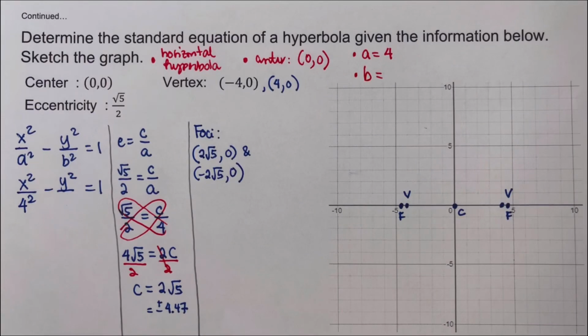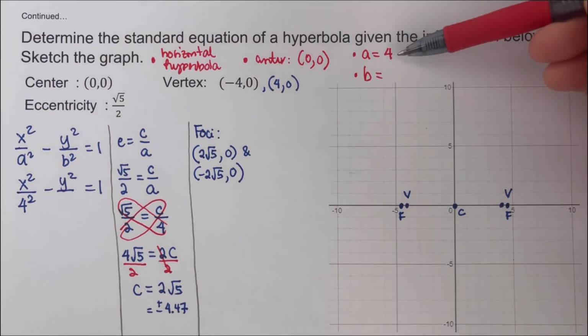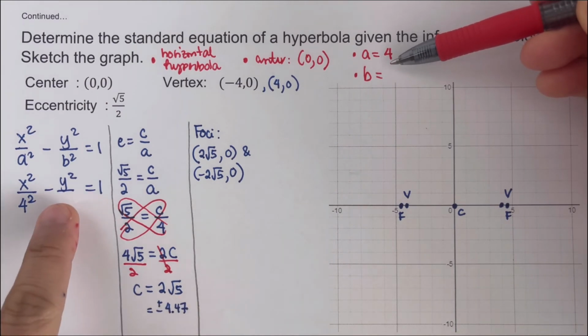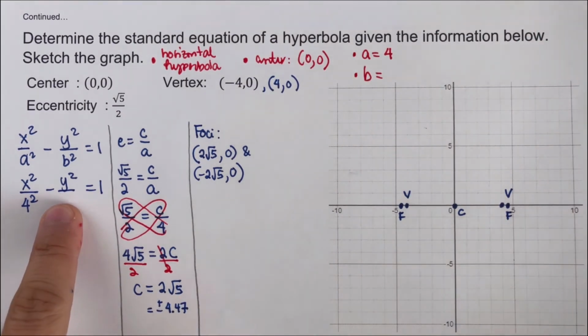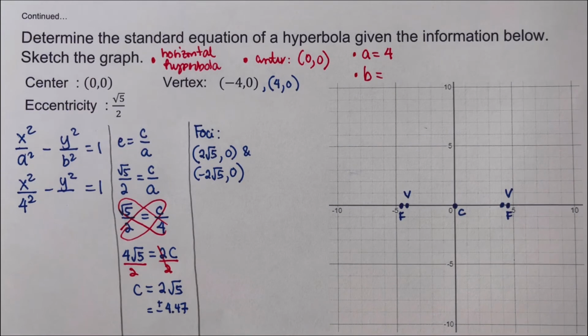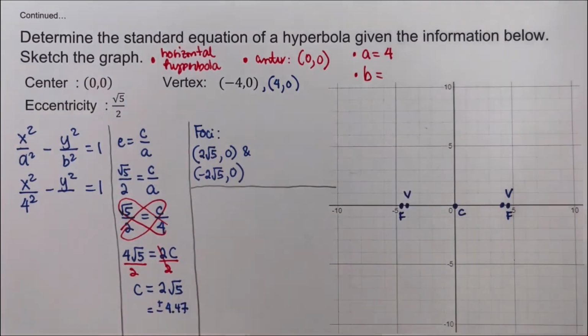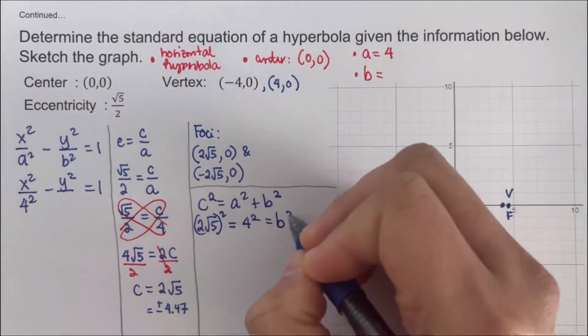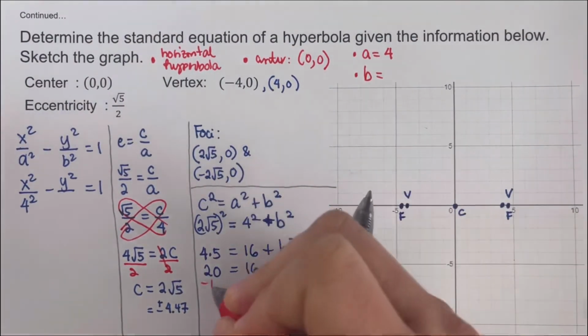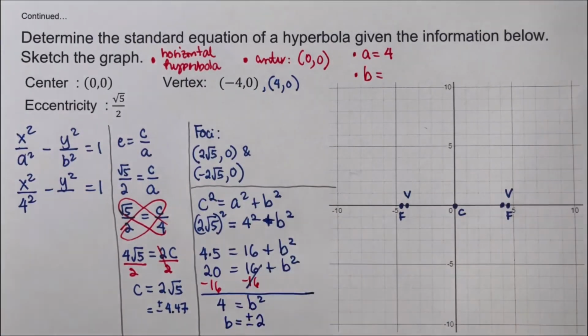Okay, we already have a value for a. We also have a value for c. Again, to complete the equation, we need the b squared, so we can use the equation c squared equals a squared plus b squared to solve for b. I'm going to go ahead and show that work up here. Okay, we've solved the value of b, which is 2.